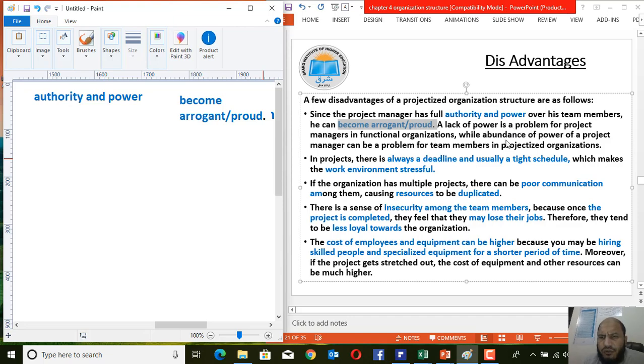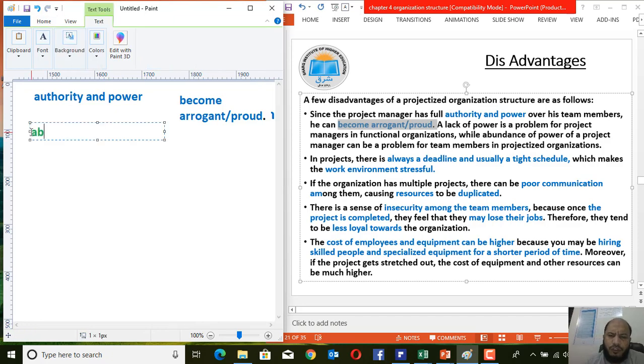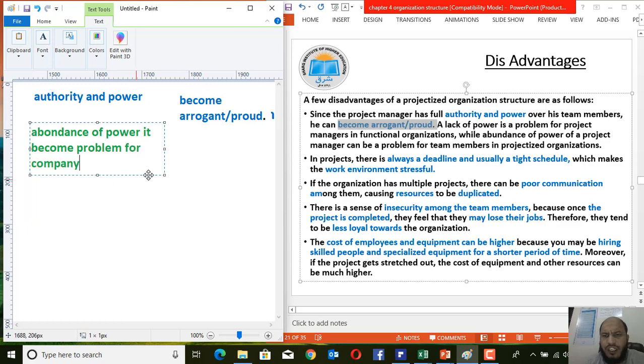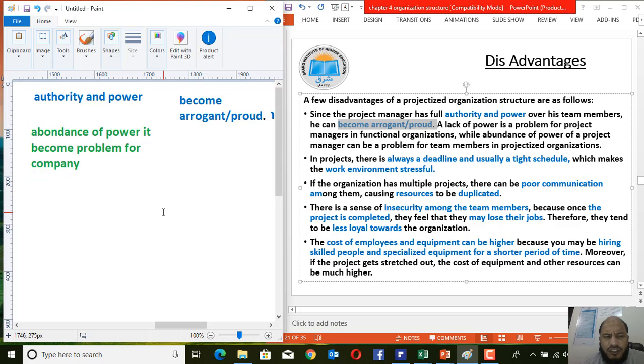in the functional organization. While abundance of power of a project manager can be a problem for team members, so here if we provide abundance of power, more authority, it becomes a problem for the organization and a problem for the company, and it may create problems and it's difficult then to manage.